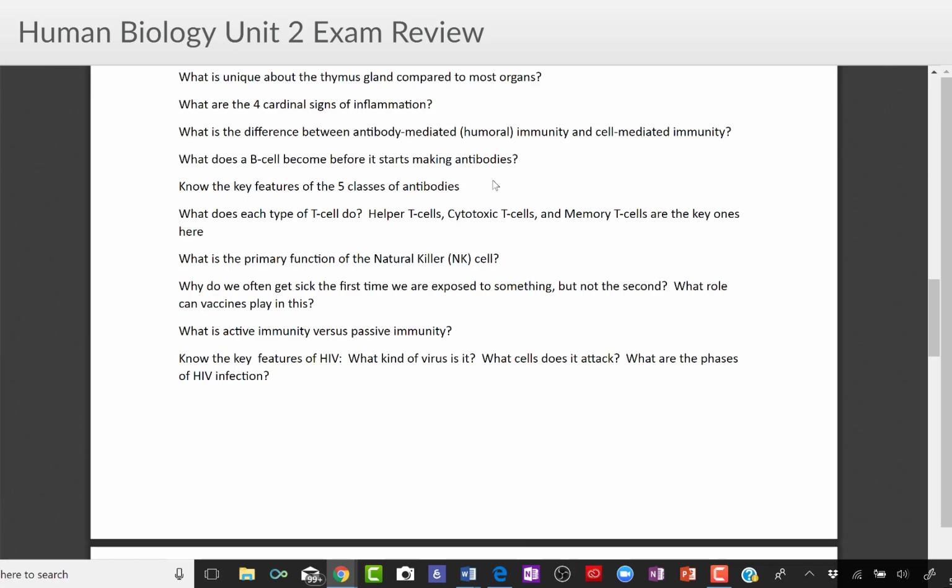So they're structurally the largest. They're not super effective, but they do show up first in the primary immune response. So that's IgG, A and M. IgE and IgD are both pretty rare.